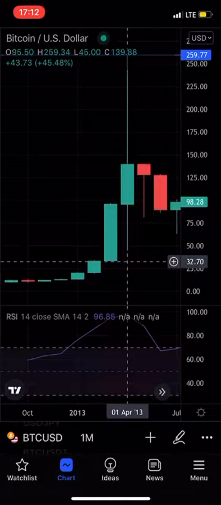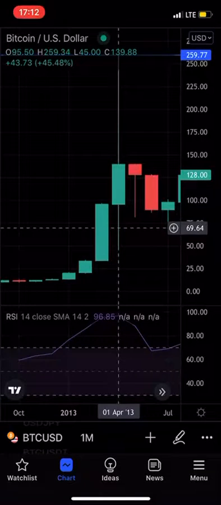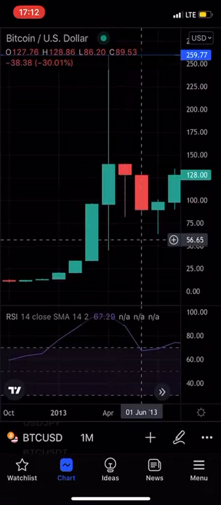So this was the first cycle top in the 2013 bull run before it corrected for some months.